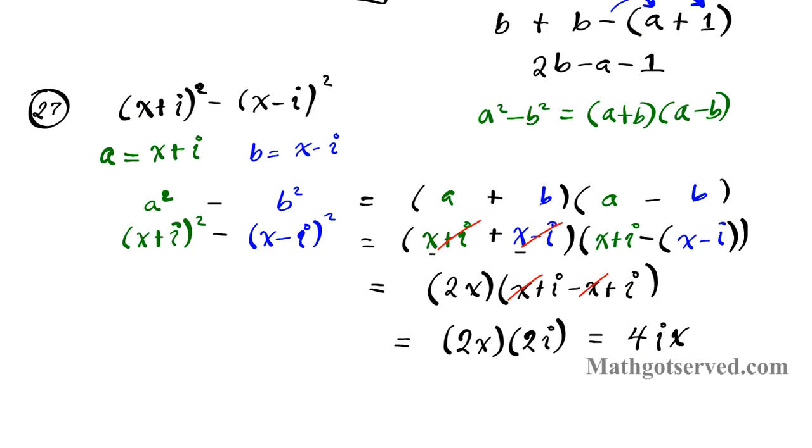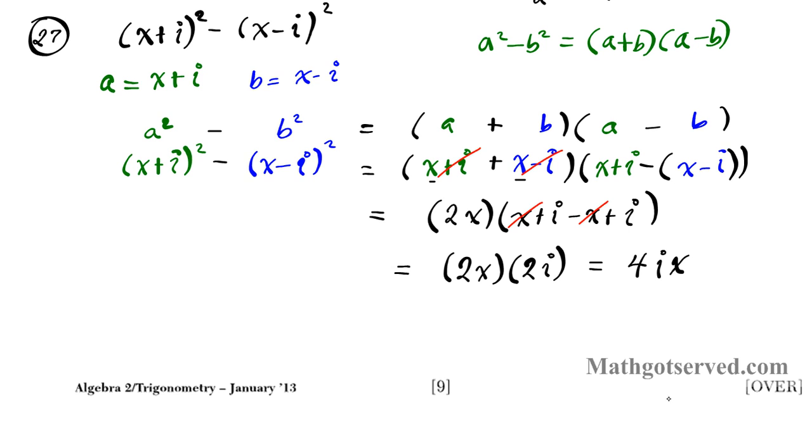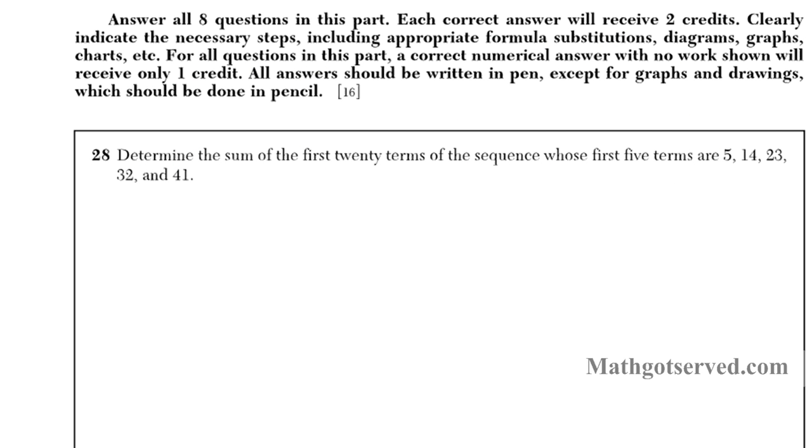Now let's move on to the next question. In question 28, we're asked to determine the sum of the first 20 terms of the sequence whose first 5 terms are 5, 14, 23, 32, and 41. So we're given the first 5 terms, and we have to find the sum.